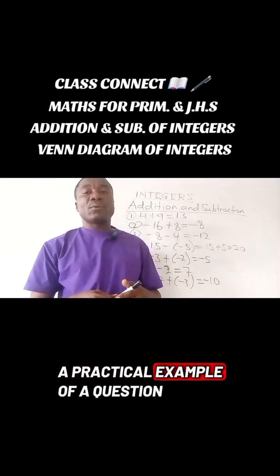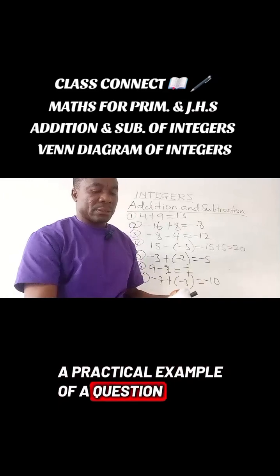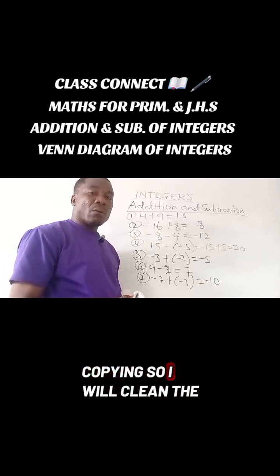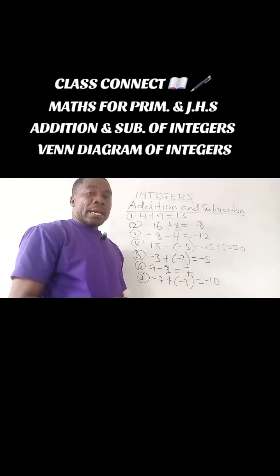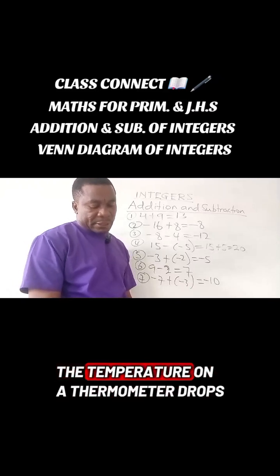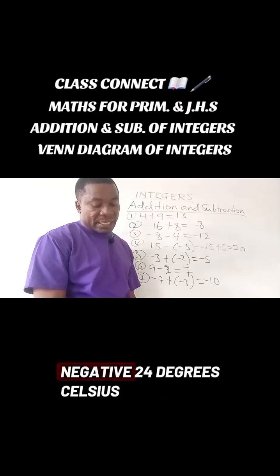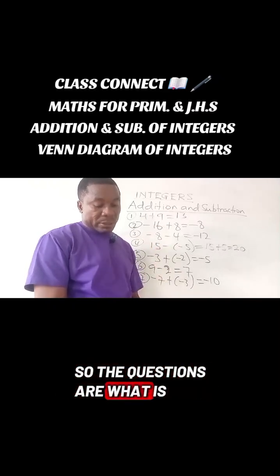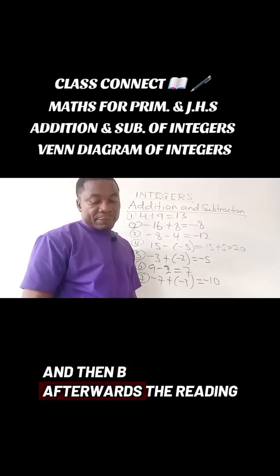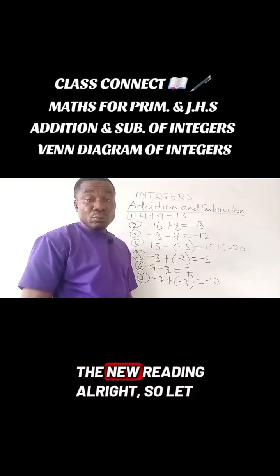Now let's look at a practical example of a question where you need to apply this knowledge. I believe you are done copying. So I will clean the board and then we look at the practical example. It says, in an experiment, the temperature on a thermometer drops from negative 20 degrees Celsius to negative 24 degrees Celsius. So the questions are, A, what is the change in temperature? And then B, afterwards, the reading decreased by 8 degrees. What is the new reading?